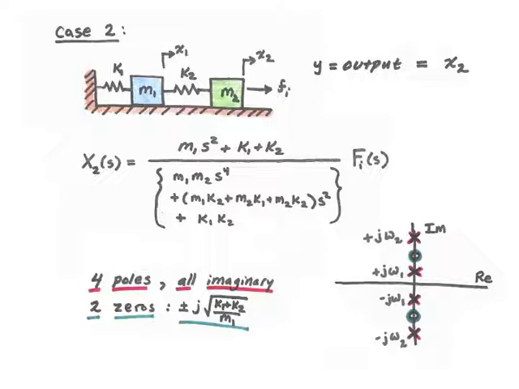We have a second order numerator divided by a fourth order denominator. And I'll point out that all four poles of this transfer function, the roots of the denominator, are imaginary valued. This transfer function also has two zeros, and they are imaginary valued as well. And we can actually explicitly give them. They are plus and minus j square root of (k1 plus k2) divided by m1.